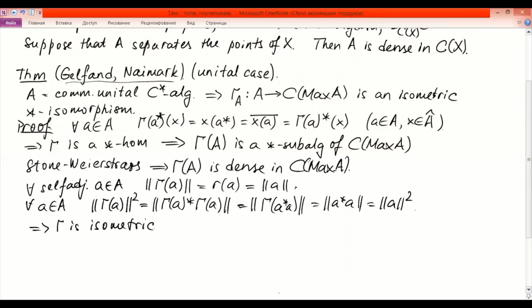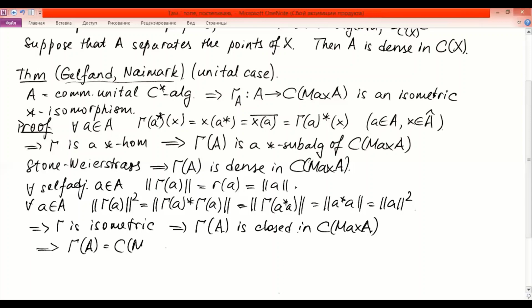And finally, since A is a Banach algebra, we conclude that the image of gamma is closed. The image of each isometric linear map between Banach spaces is closed. So gamma of A is closed in the algebra of continuous functions. But we already know that gamma of A is dense in this algebra. So combining these facts, we conclude that gamma is surjective. And this completes the proof.